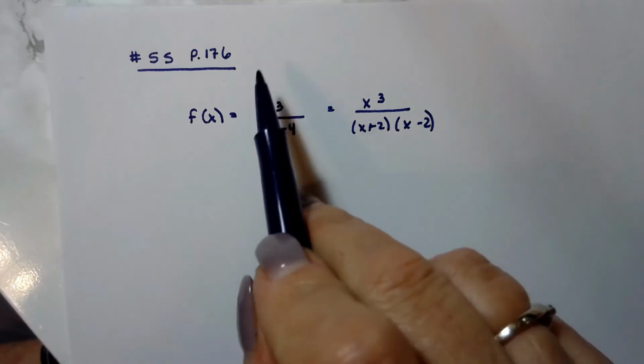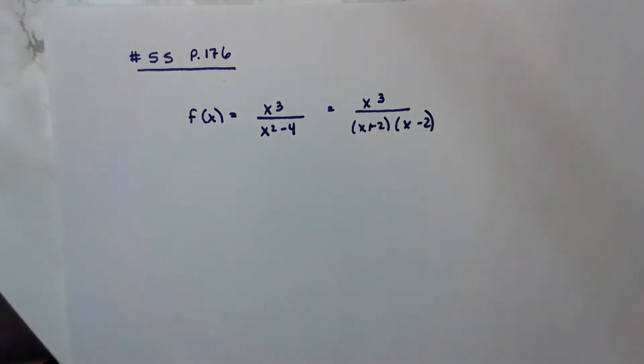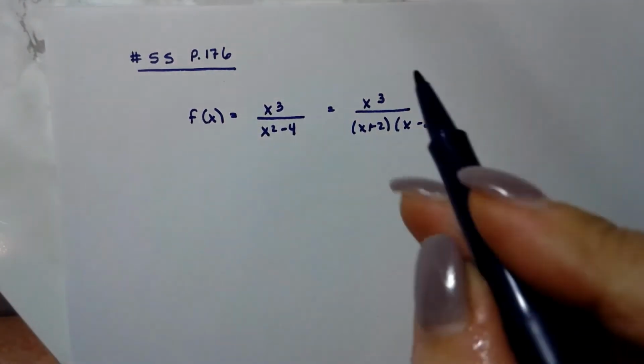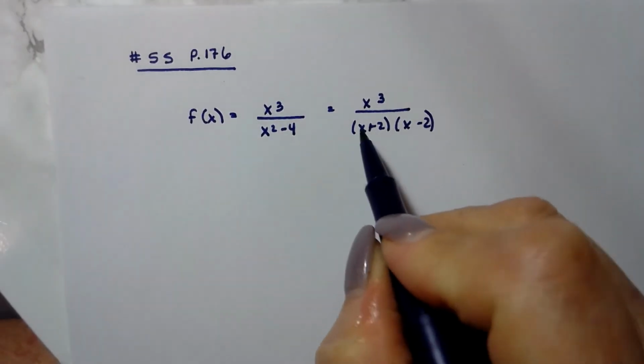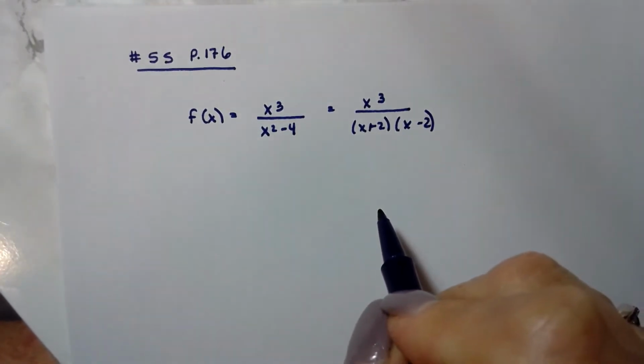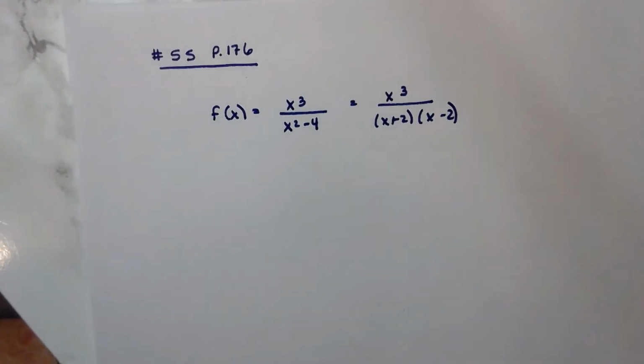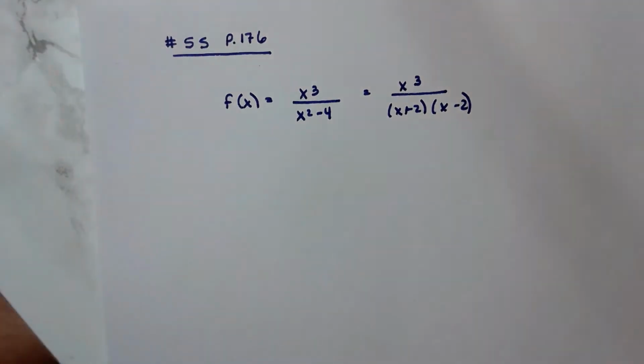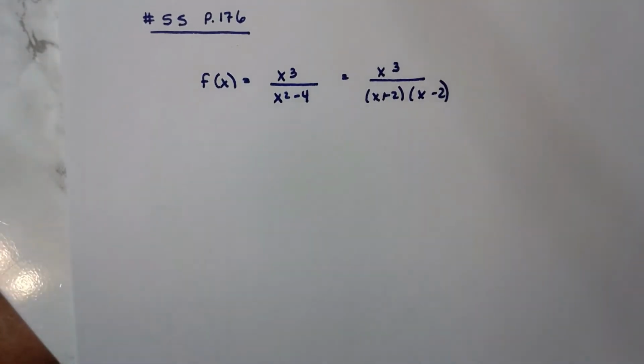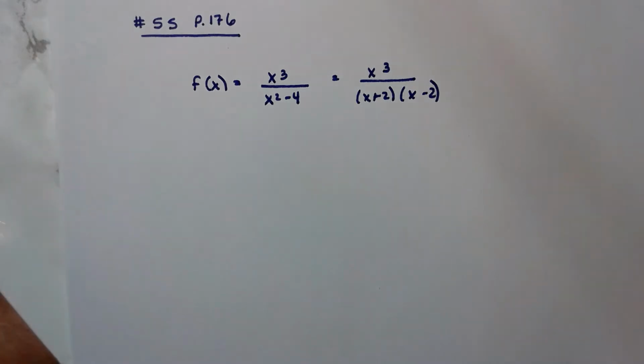So back to this problem number 55. This is our function. We can easily factor the denominator. There's a couple of things I know, and I always look at asymptotes first. It's just a Mrs. Wilson thing to do, but you can find the intercepts first, you can find the asymptotes first. It really doesn't matter what you do first as long as you get everything there.